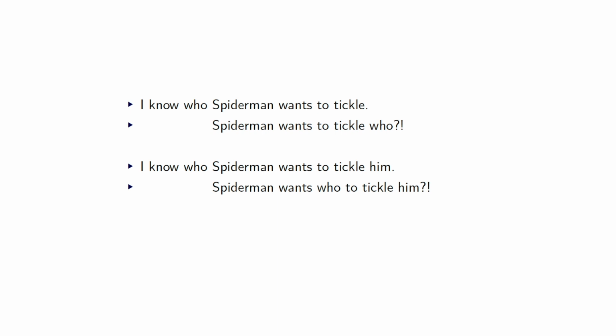The sentence "I know who Spider-Man wants to tickle" relates to another sentence, which you might say if you're very surprised, namely, "Spider-Man wants to tickle who?" And "I know who Spider-Man wants to tickle him" relates to the sentence, "Spider-Man wants who to tickle him?" And you computed that abstract relation between those sentences and their meanings very quickly and very intuitively when you first encountered these sentences.